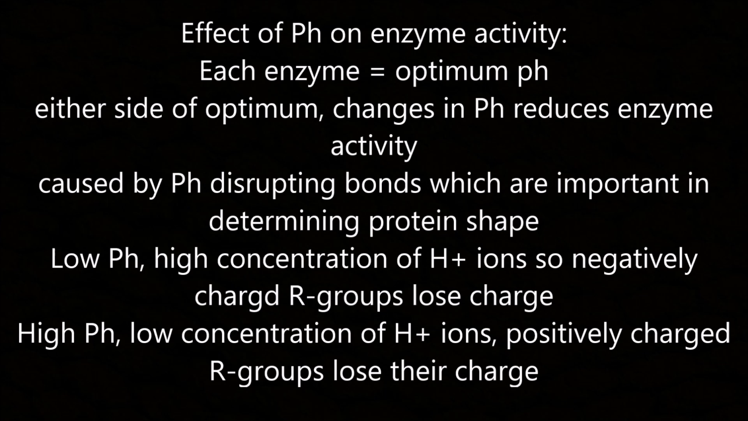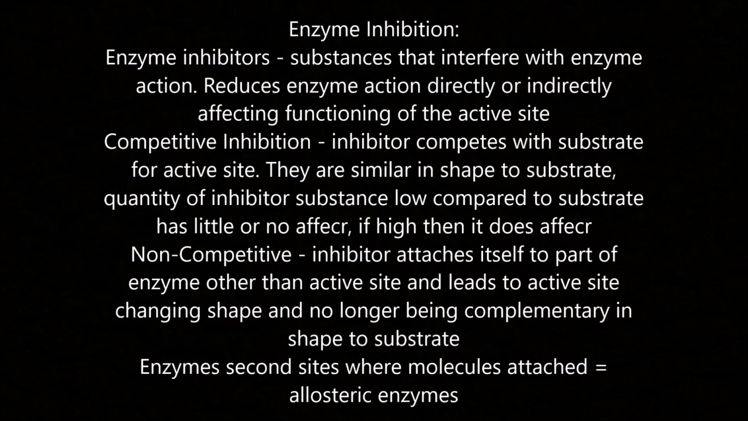their charge. Enzyme inhibition: enzyme inhibitors are substances that interfere with enzyme action. They reduce enzyme action directly or indirectly, affecting the functioning of the active site. Competitive inhibition is when the inhibitor competes with the substrate for the active site. They are similar in shape to the substrate. If the quantity of the inhibitor is low compared to the substrate, it has little or no effect. If it's high, then it does affect it.